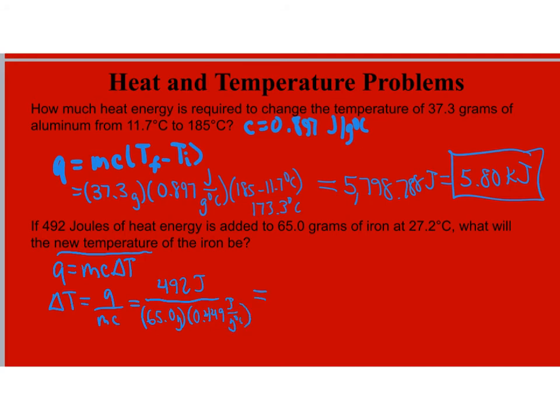When I solve that all out, it's 492 divided by 65 divided by 0.449. It's 16.8579. Then I know that delta T is equal to T_F minus T_I. So 16.8579 is equal to T_F minus 27.2. Solving by adding 27.2 to both sides and solving for sig figs, I get that my answer for the final temperature is going to be 44.1 degrees Celsius.